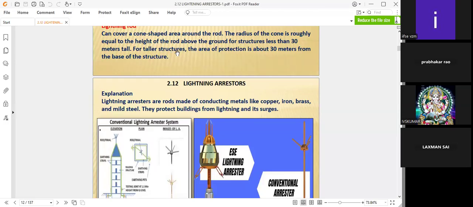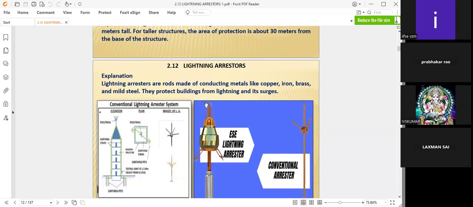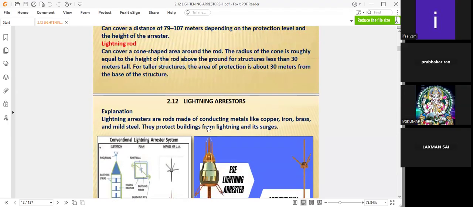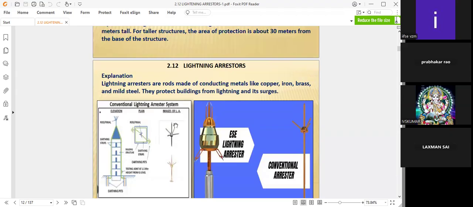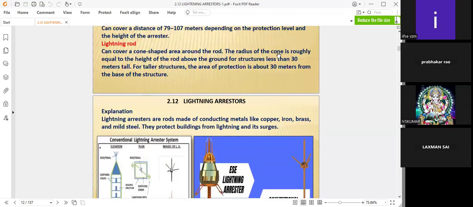For tall structures, such as very tall buildings, organizations or chimneys, like boiler chimneys, the area of protection is about 30 meters from the base of the structure. If a chimney is 27 meters high, for example, you have to select the area of protection of the chimney. This is one thumb rule.